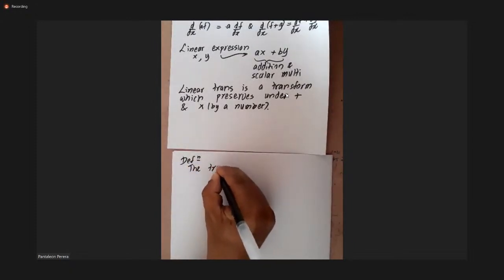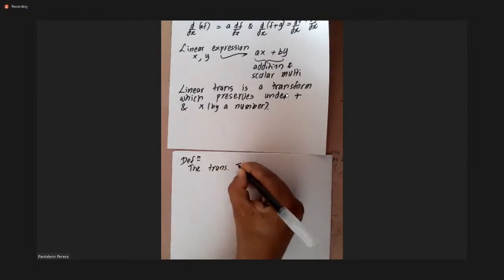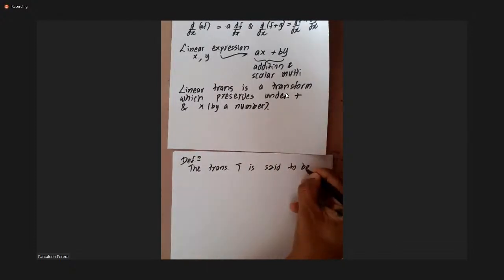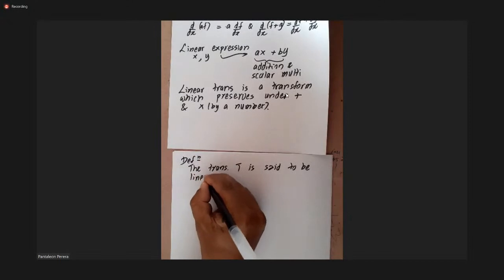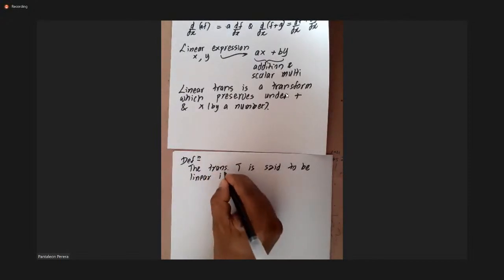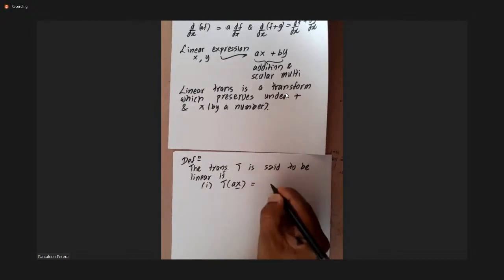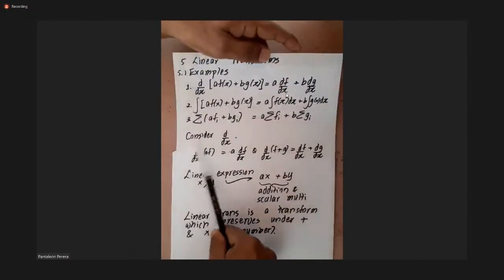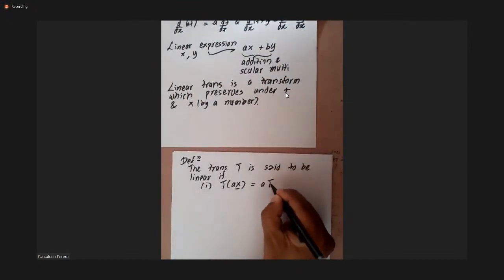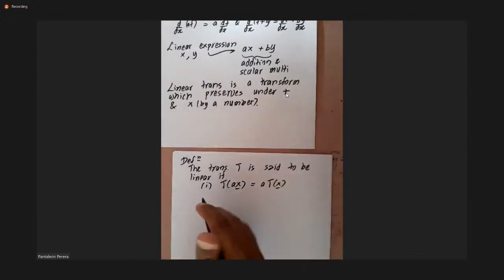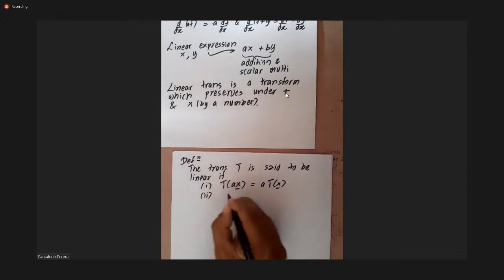The transform T is said to be linear if it preserves under addition and, sorry, let's go for scalar multiplication. This is equal to what? If this is a transformation T, then you can pull out this A. That's what we do with the derivative, with integration, everything. If you have a constant inside, you pull it out. Simple. What is the other thing?